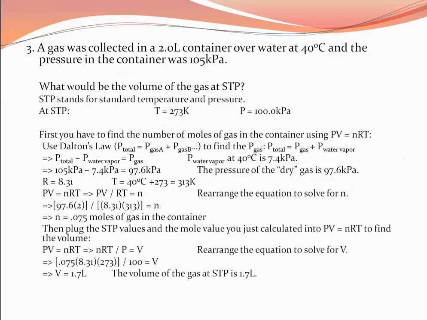Using Dalton's law, you know that the pressure total equals the pressure of gas A plus the pressure of gas B. So you know that the pressure of the total for this problem is the pressure of the gas plus the pressure of the water vapor. So the pressure of the gas equals the pressure of the total minus the pressure of the water vapor. And the pressure of water vapor at 40 degrees Celsius is 7.4 kilopascals. So 105 kilopascals minus 7.4 kilopascals equals 97.6 kilopascals, which is the pressure of the dry gas.